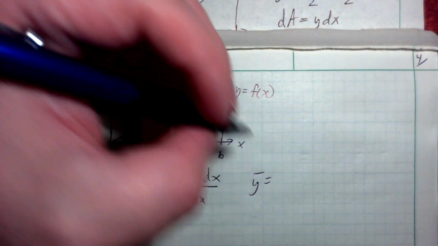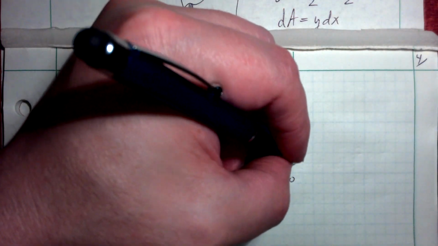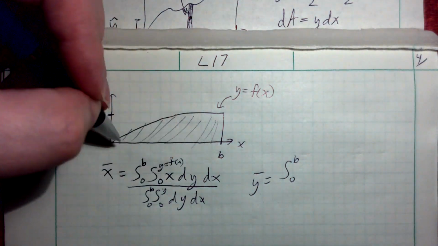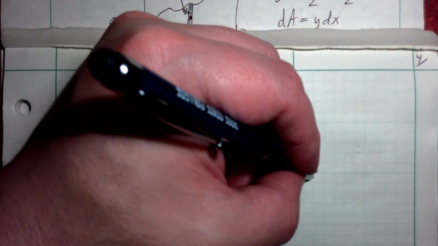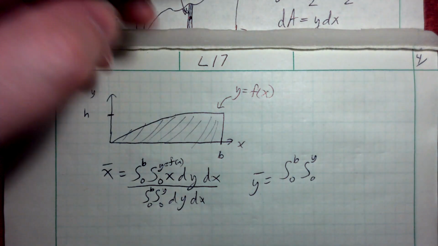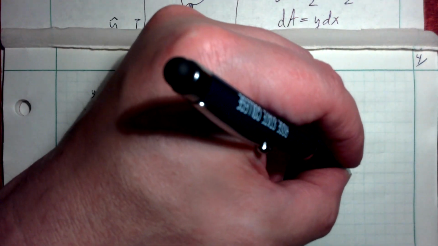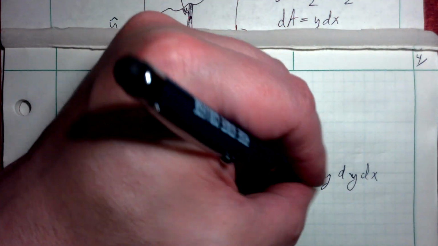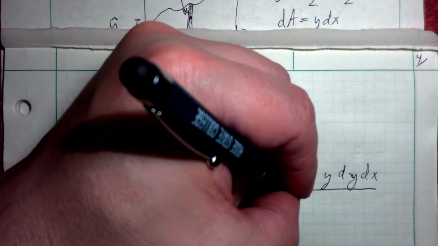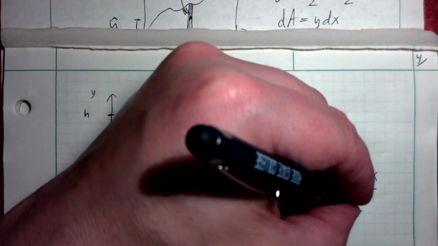The y bar is going to be, if we do it as a double integral, if I go from the outer integral being x, so x is going to go from 0 to b, the inner integral is going to go from 0 on the bottom up to whatever this f of x value is, so up to the y. So I'm going to integrate from 0 to y. For the y bar, I'm going to integrate y with respect to y, and then with respect to x. And divided by, again, integral 0 to b, integral 0 to y, dy dx.